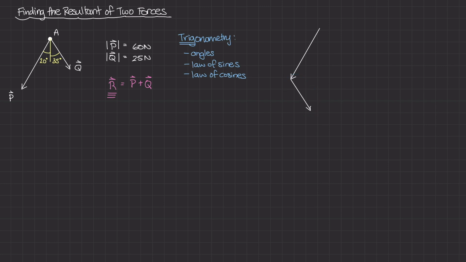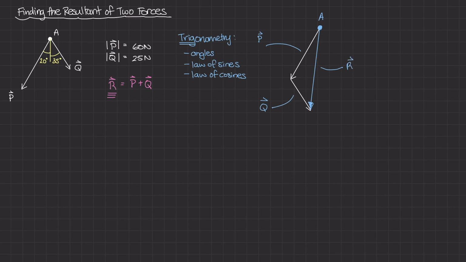Now, if this is point A, right here, then the resultant is going to start at the tail of P, and it's going to end at the tip of Q. So again, this vector right here is vector P, and this vector right here is vector Q. And this new line that we've drawn, this is going to be our resultant vector.